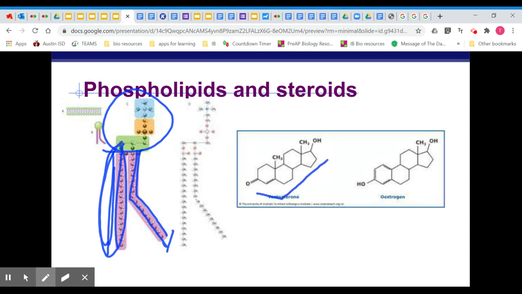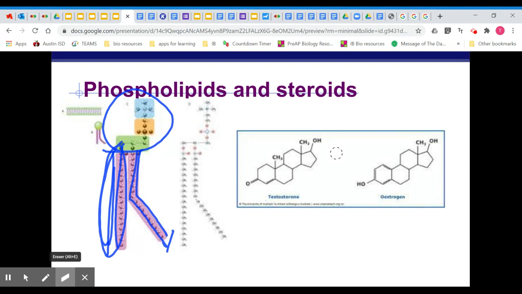One of the clues that you're dealing with a steroid are these four fused rings. So you can see 1, 2, 3, 4. So those are your, sorry, my writing is really messy. Those are going to be indicative of those kinds of steroids. So if you see that structure, that's what you're working with.